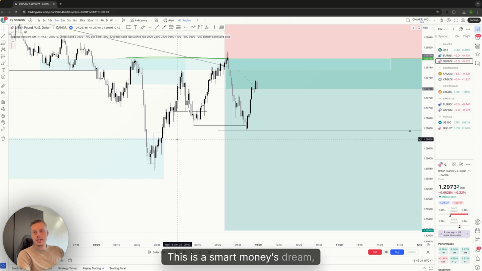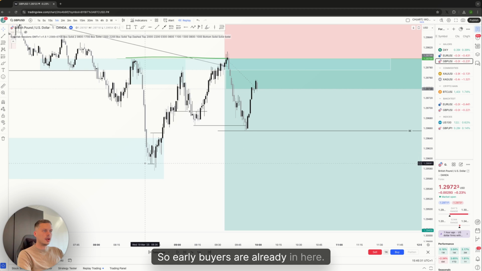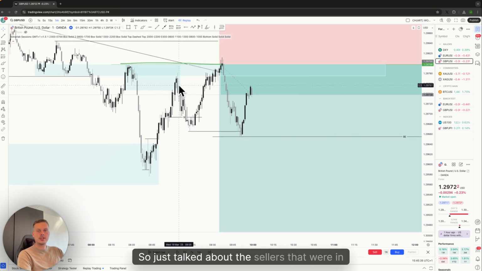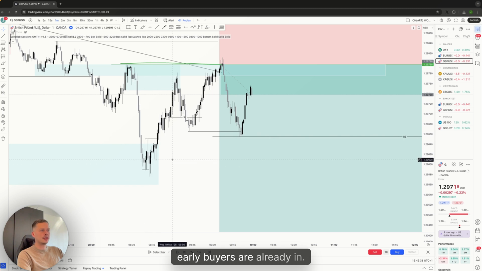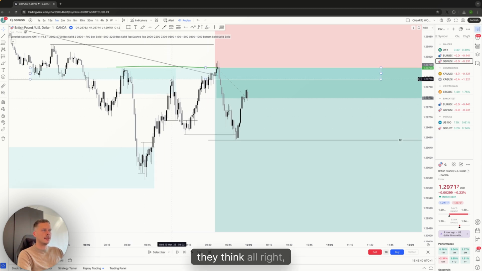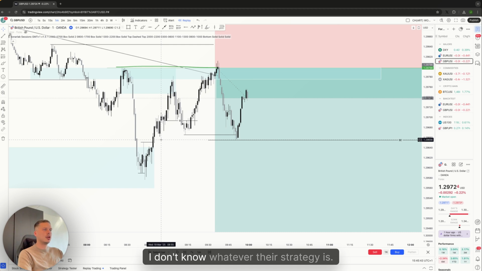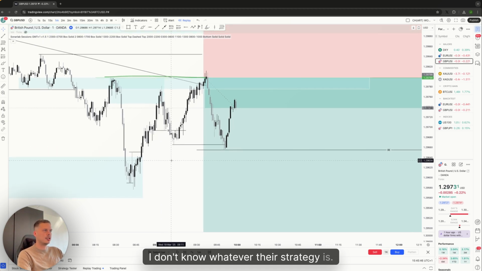This is a smart money's dream, right? A smart money trader always waits for a buildup of liquidity, sweep of the liquidity, and a bullish break of structure, which happens. So early buyers are already in here. Remember, early buyers. So just talked about the sellers that were in. Early buyers are already in. They see the ride. They think, all right, price is moving my way. They might go to break even. I don't know, whatever their strategy is.